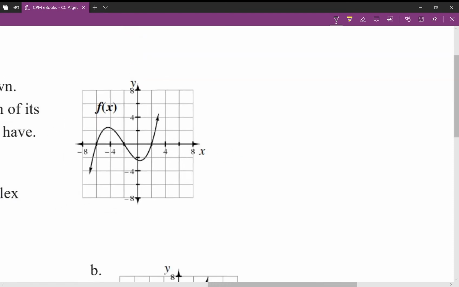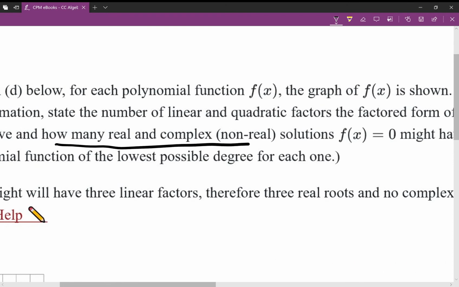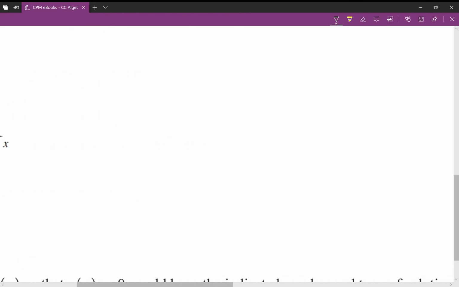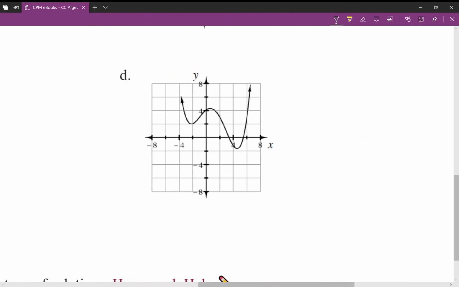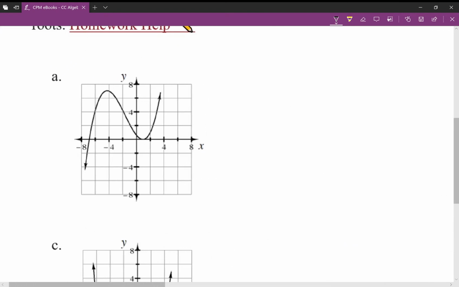Now let's look at how we can find how many real and complex solutions a polynomial can have. For that, I'm going to pick part B. I'm sure you guys can do this problem. That root right there is a linear root because it behaves like a line, and this root right there is a quadratic root because it behaves like a parabola.